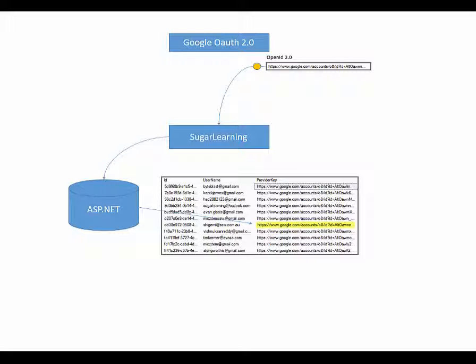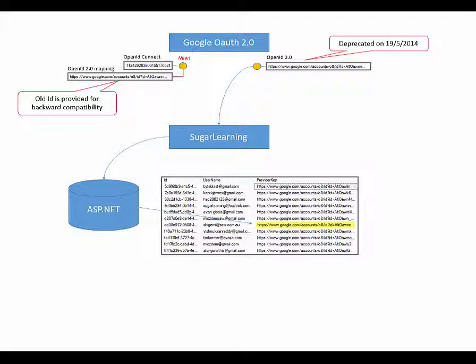What happened was that this service was deprecated in May last year, to be replaced with a new API endpoint that runs on the new standard called OpenID Connect. As you can see, the user ID generated by the new service looks completely different from the old one stored in our database, and cannot be used to find a matching account. So Google added mapping data for backward compatibility.